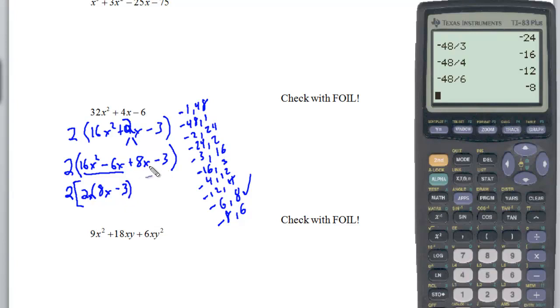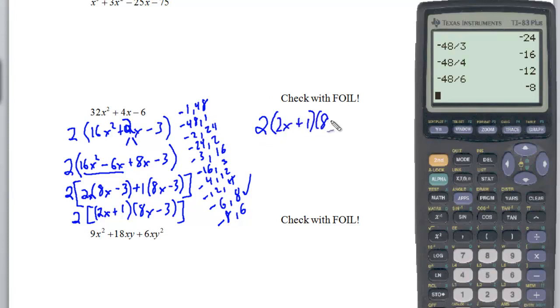Now, here's an interesting thing. What do I remove from this? There's nothing to remove. Well, you can remove a 1. And that's going to leave me with 2 sets of parentheses, exactly the same. And I can put this all together. So 2 on the outside, and here I'm going to have 2x plus 1, and I'm going to have 8x minus 3. And yes, there's a lot of brackets and parentheses. You can actually drop these square brackets and check your final answer with FOIL. So I'm going to put the 2 over here, 2x plus 1, and the 8x minus 3.